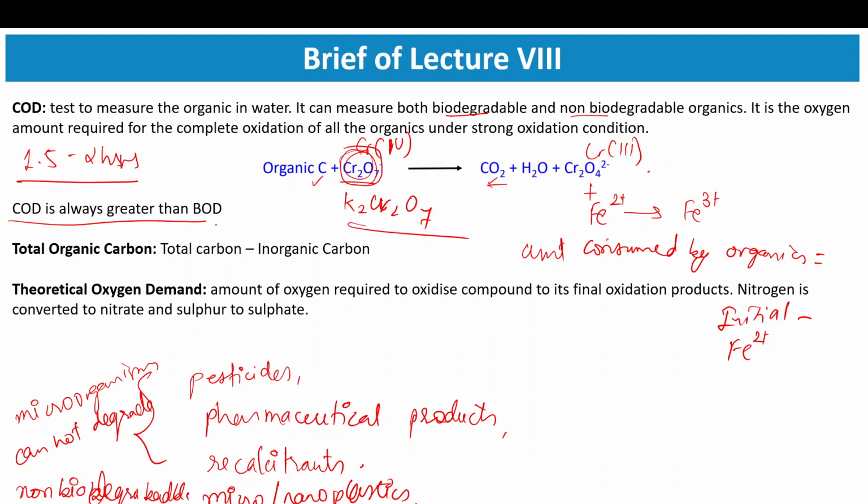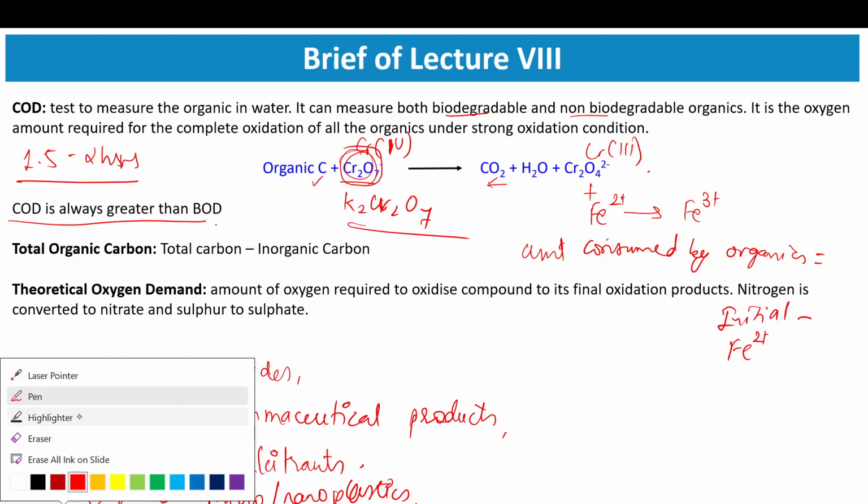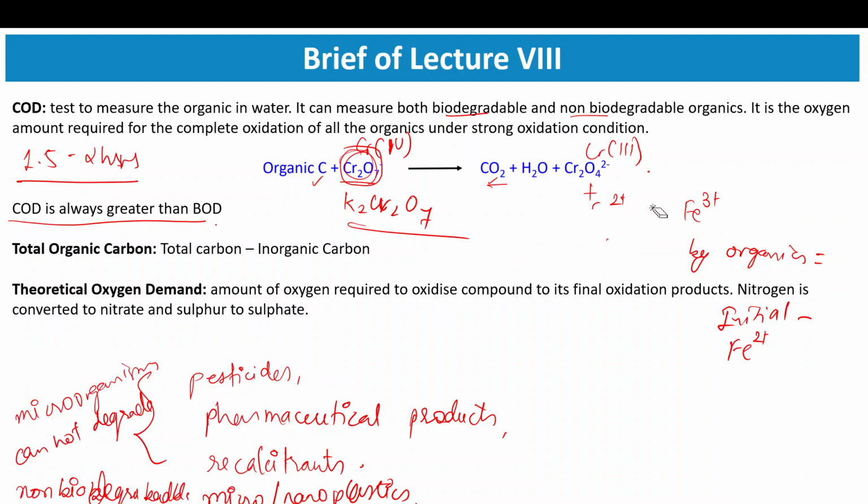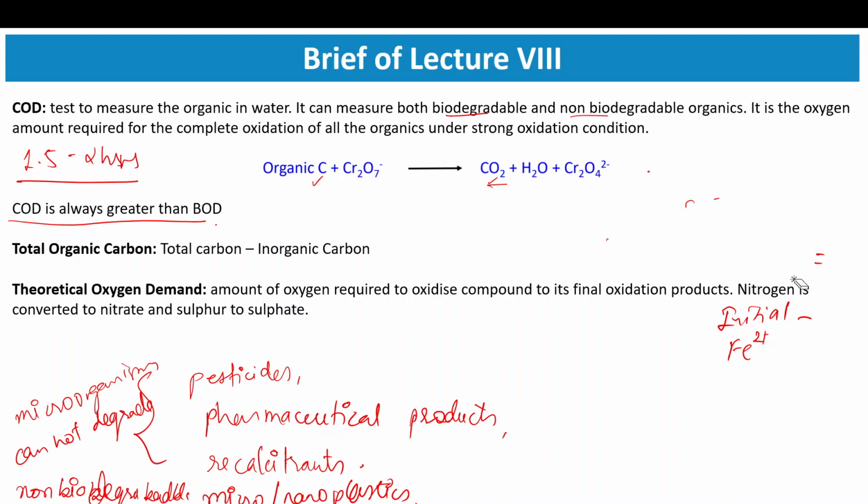So by this calculation, you can find it, but you are not asked to go deep into this calculation. I'm just giving the mechanism of how it is done. Okay, so the leftover will be the amount consumed by organics.